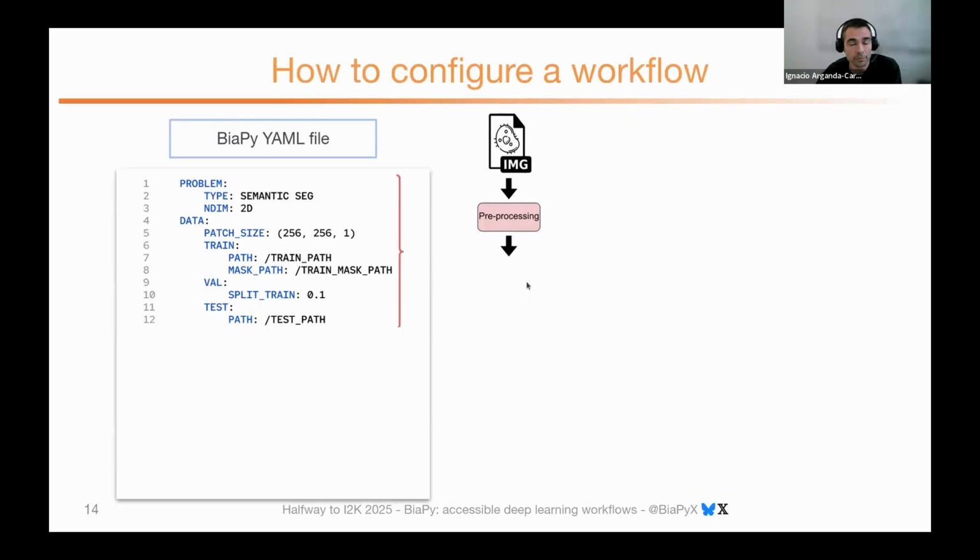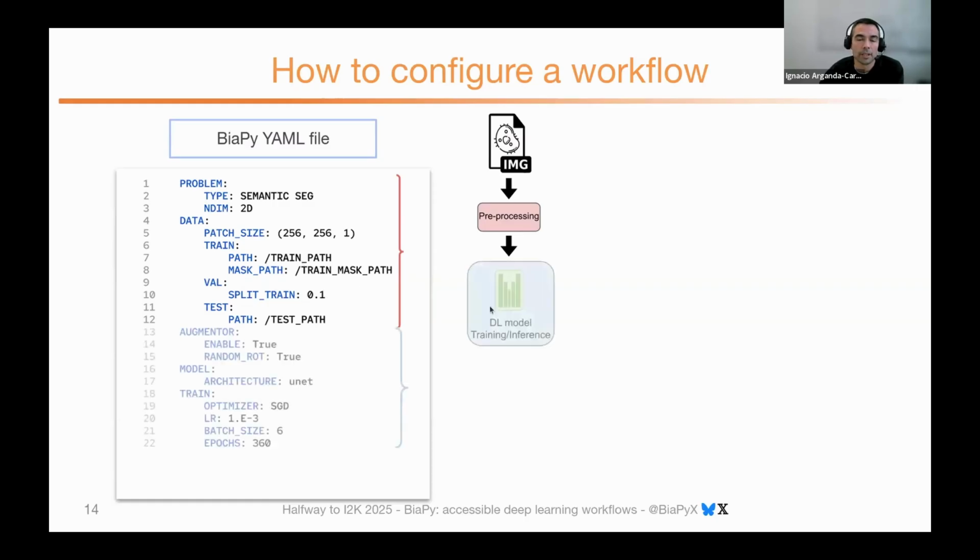So how do you configure a workflow? Actually, a workflow looks like this. It's just, as I said, some text, some keywords. Here they are shown in blue with the entries to those keywords. In this case, this is an actual workflow that we used in one of our papers. We have the first part where you define where the data is, the type of problem that you have, in this case semantic segmentation in 2D, the size of the different patches that you're using, and very important, where the data is. And then we have everything related to the deep learning model and how you're going to train it, in this case what type of architecture, the optimizer, and so on.